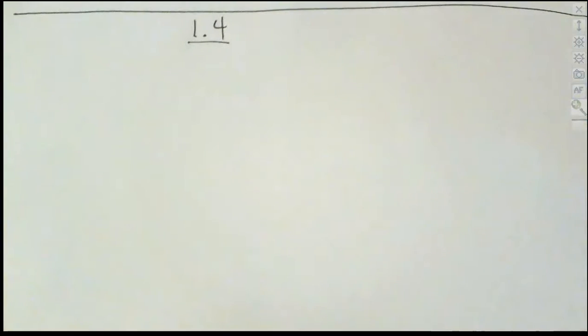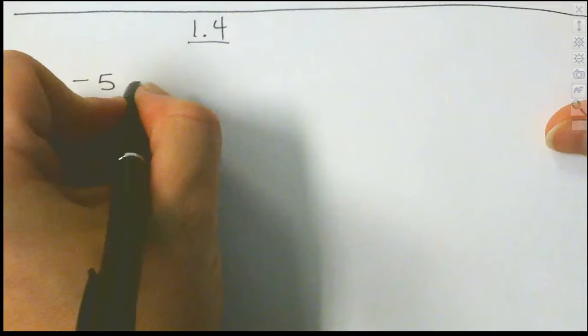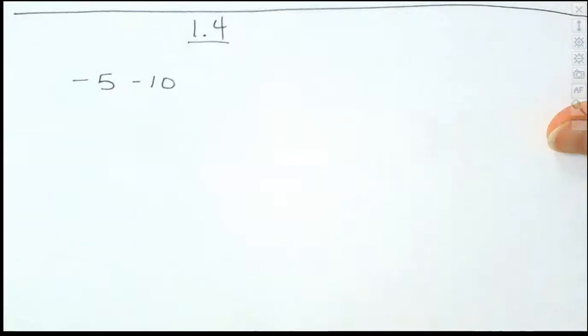Okay, so let's just go through some of these. We're going to add or subtract these negative numbers. Let's just make sure we know how these work. -5, -10. We need to make sure we understand how this one works. This is a very, very easy one to work through. We need to make sure, though, that we get the correct answer.